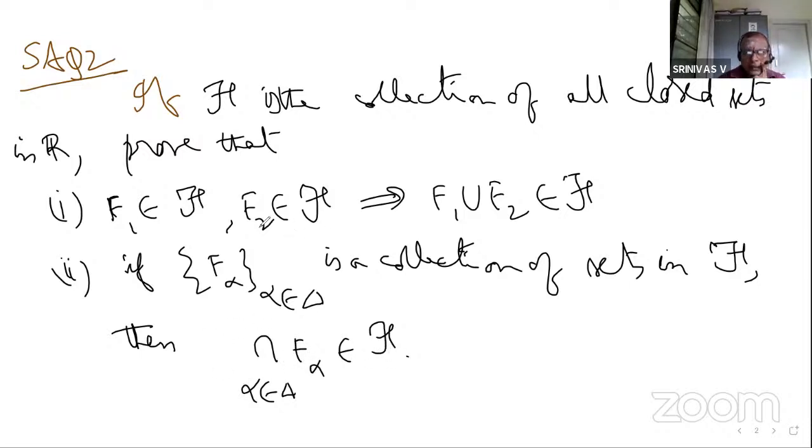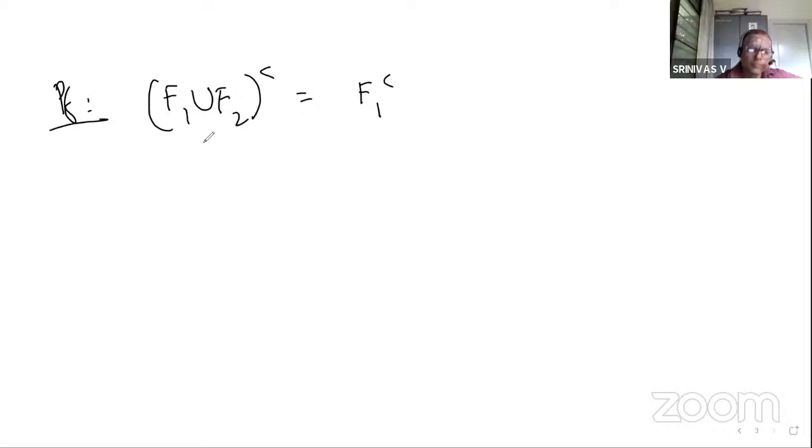We are taking two closed sets. Script F is a set of closed sets. So F1 is closed and F2 is closed. We have to show that F1 union F2 is closed. How to show that the union of two sets is closed? You look at its complement. We want to show F1 union F2 is closed.